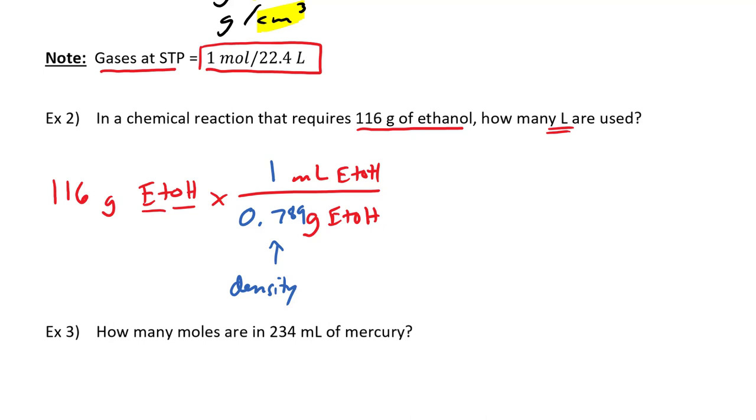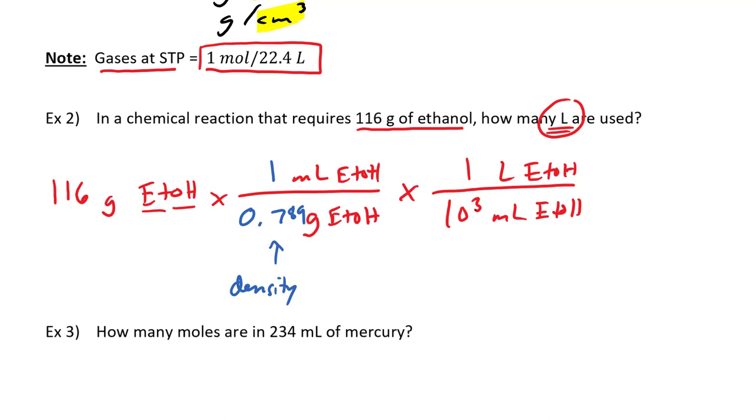Now that I have it in milliliters, I want to do one more step. I asked for it in liters. Milliliters on the bottom, so they cancel each other out. Liters on the top. 1 liter, 10 to the 3 mL. Grams cancel grams, mL cancel mL, left with liters. Exactly what I asked for.